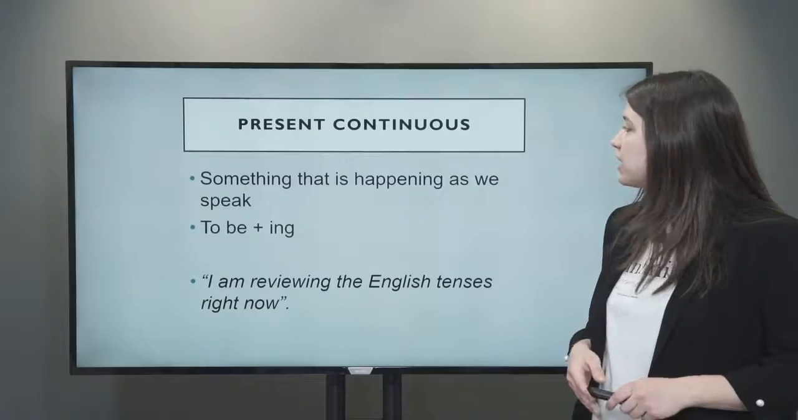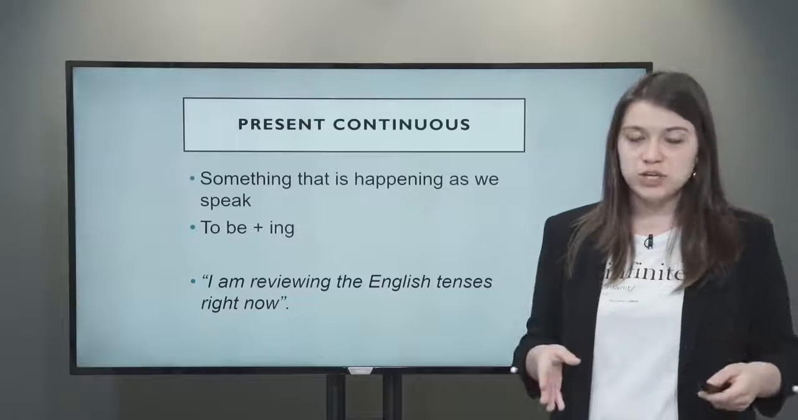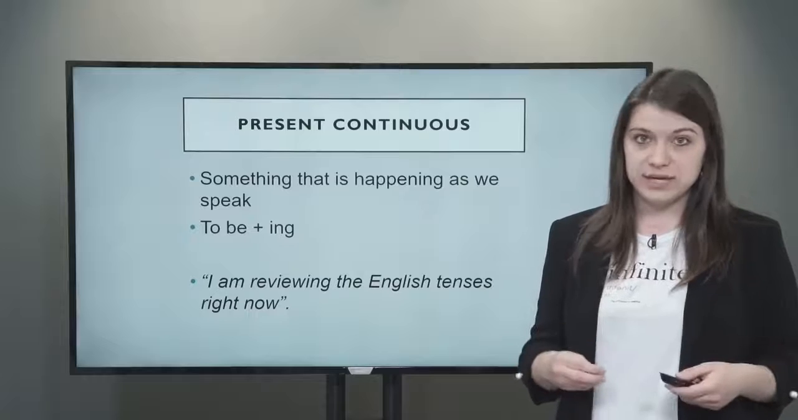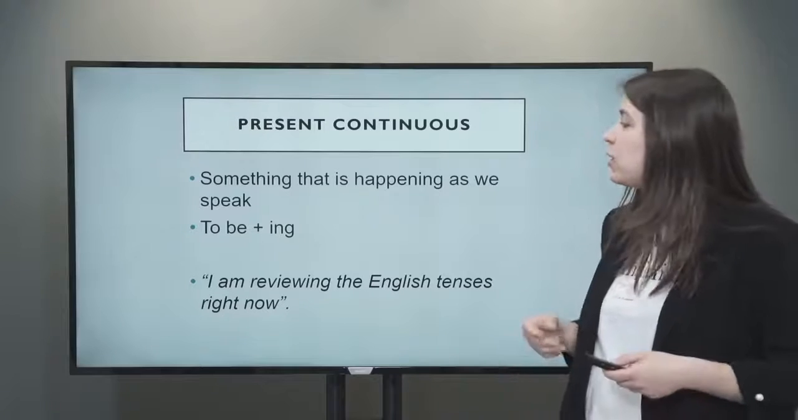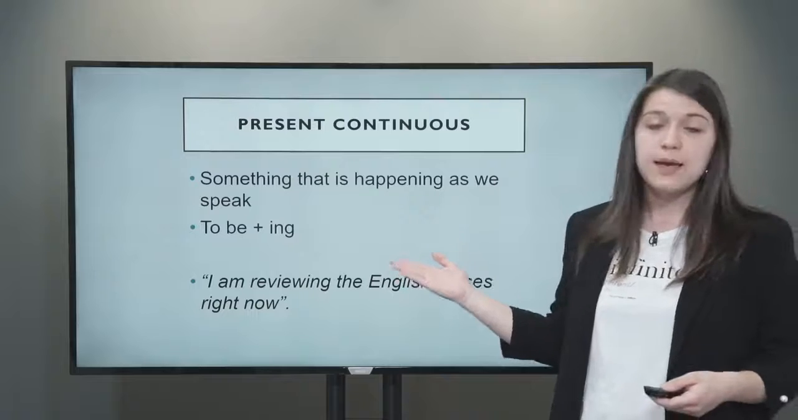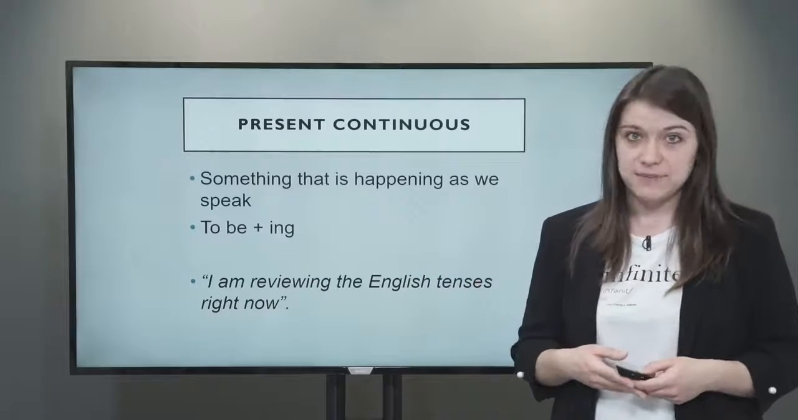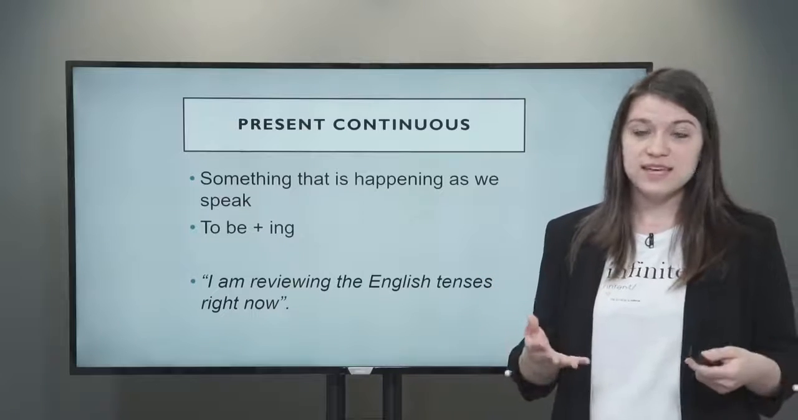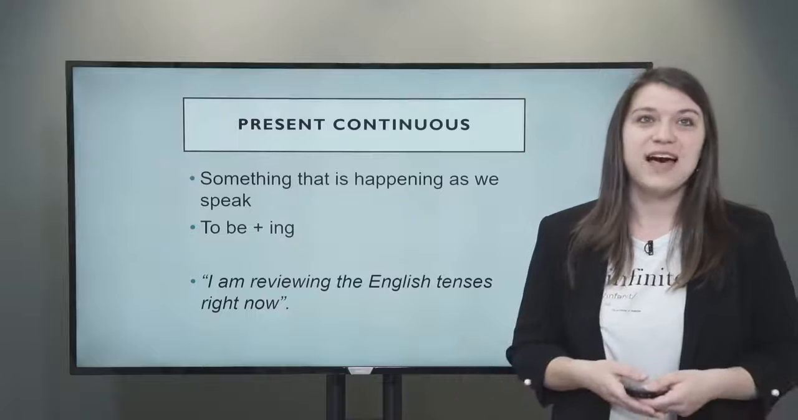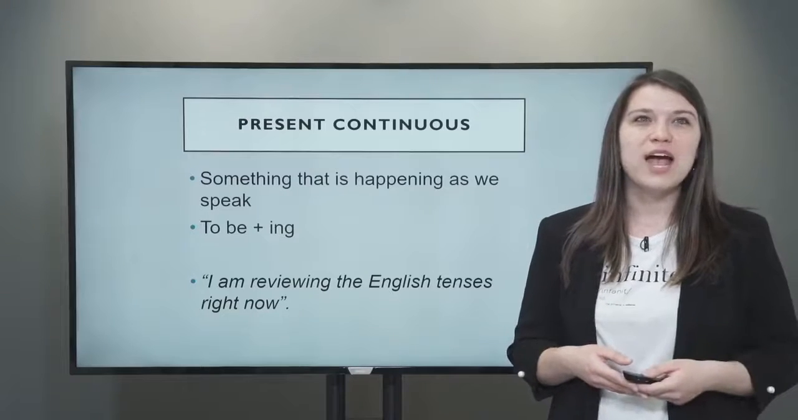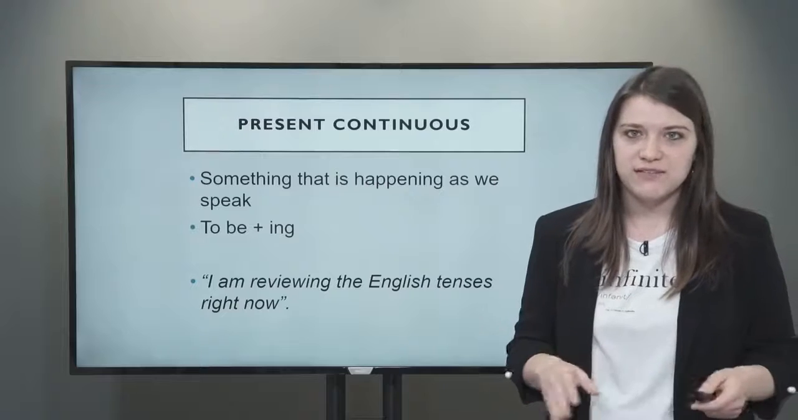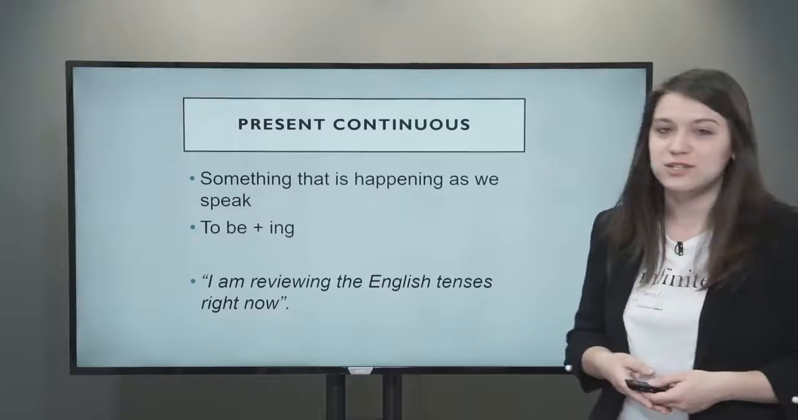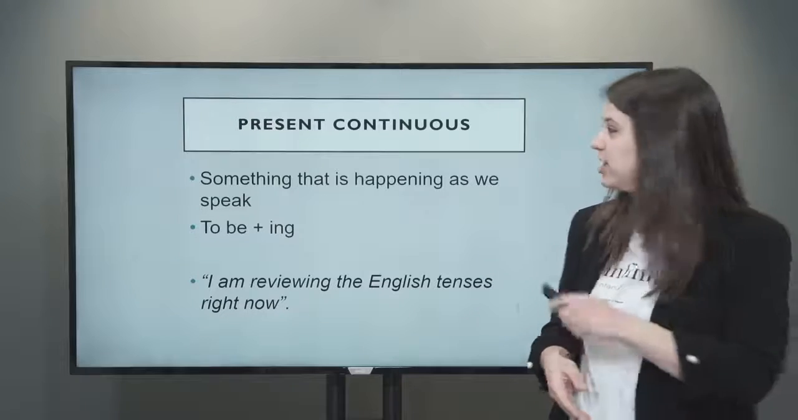Okay, now the present continuous. We use the present continuous to talk about something that is happening as we speak. So it is ongoing in the present. To form the present continuous, we use the verb to be in the present, plus we add the ending ing. For example, I am reviewing the English tenses right now. So currently, this is what you are doing if you're watching the class. I see that Anna, Gufran, Zuhaib, and Lidmila, sorry if I mispronounced any of those names, they are all joining us. So they are reviewing the English tenses with us right now. So thanks for watching. Okay.